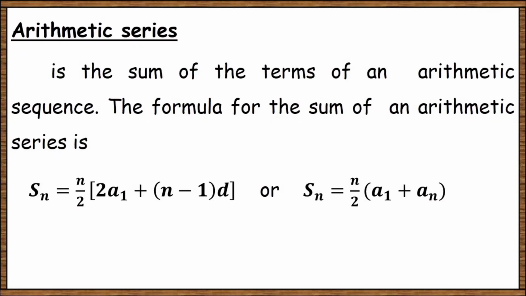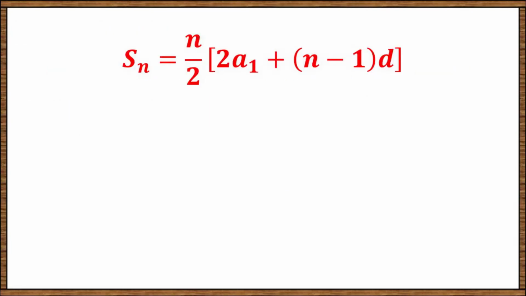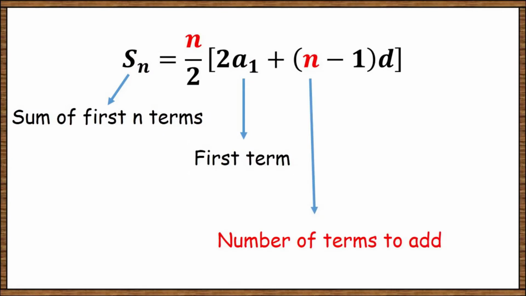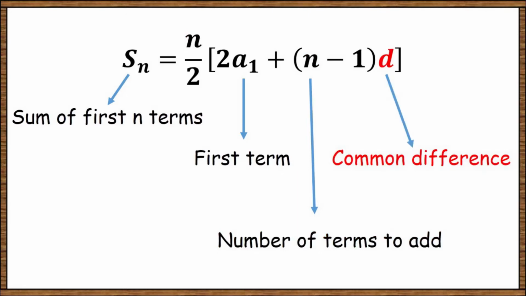Arithmetic series is the sum of the terms of an arithmetic sequence. The formula for the sum of an arithmetic series is S sub n is equal to n over 2 times the quantity 2 times a sub 1 plus the quantity n minus 1 times d. Kung saan ang S sub n ay ang sum of first n terms. Ito ang value na makukuha matapos i-add ang terms ng arithmetic sequence. A sub 1 naman ay ang first term. Ang dalawang n naman sa formula ay kung ilan ang terms na kasali sa i-add. Common difference naman ang d.